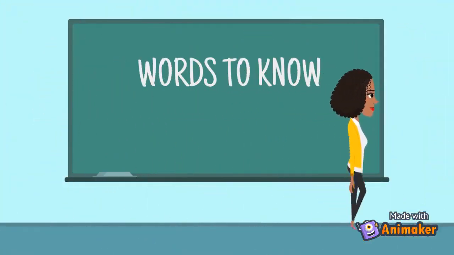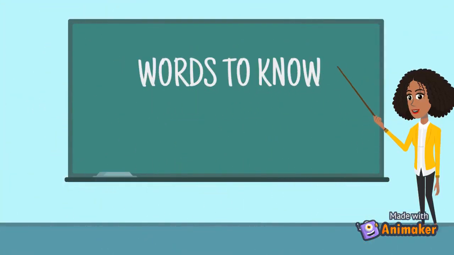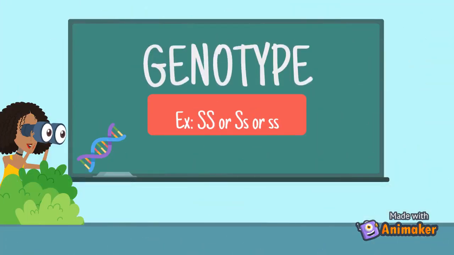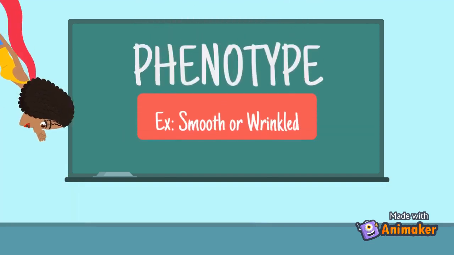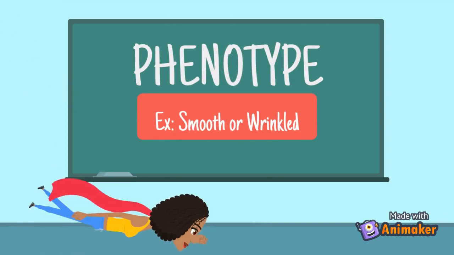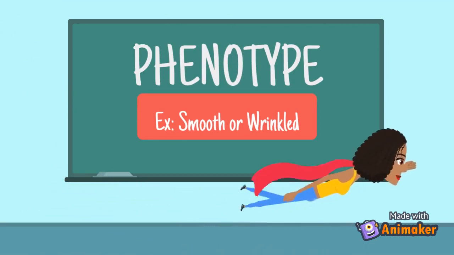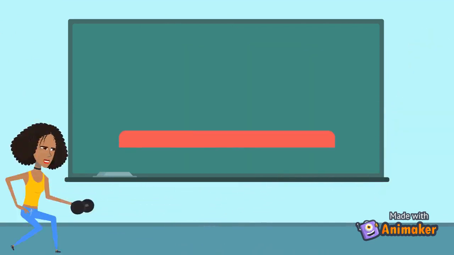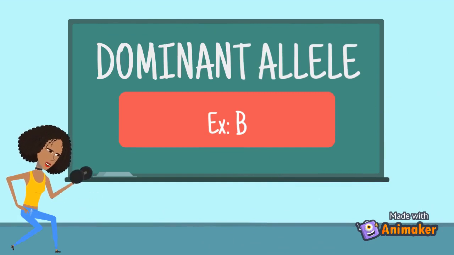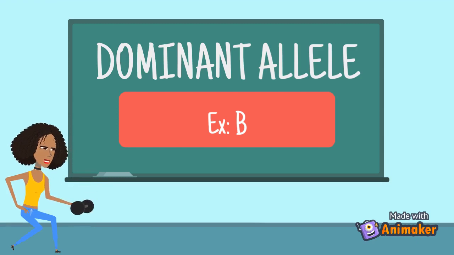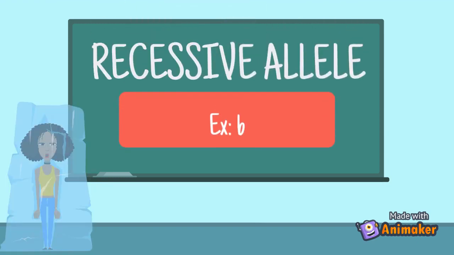Before we move on, here are a couple words to know. A genotype is the genetic makeup of an organism. For example, SS. A phenotype is the physical expression of a genetic trait. For example, smooth. A dominant allele is an allele that is phenotypically expressed over another allele. A recessive allele is an allele that is only expressed in the absence of a dominant allele.